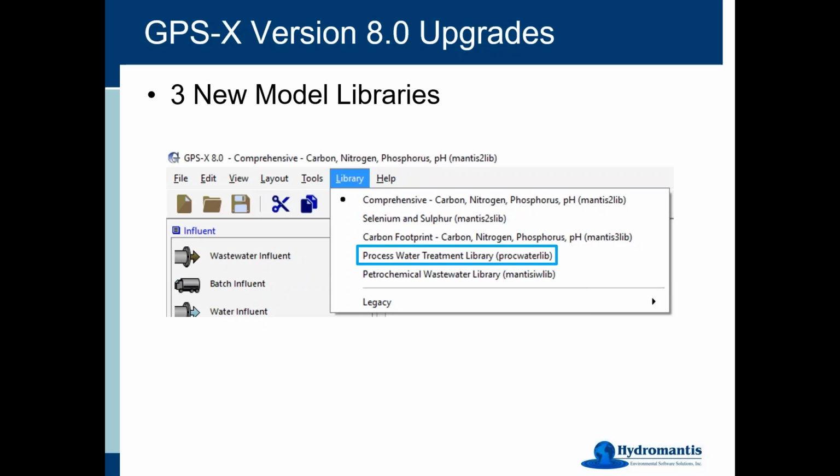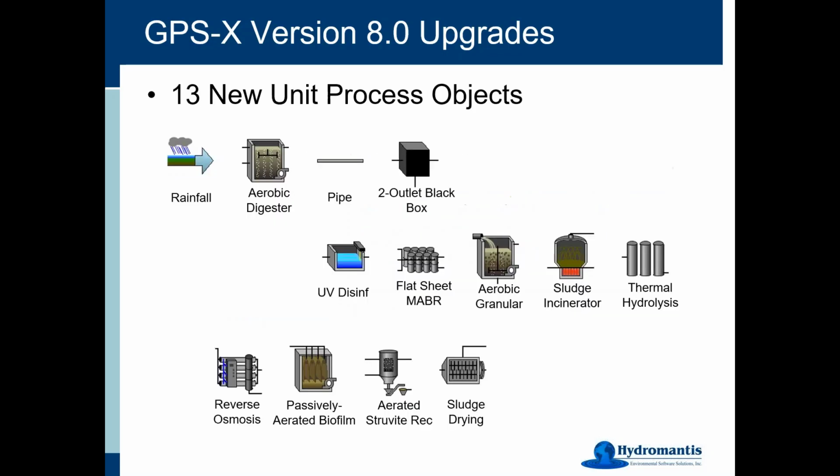We have a process water treatment library as well, so that means water treatment as opposed to wastewater. Primarily it could be used for drinking water modeling, it could be used for process treatment for industry. And we also have a petrochemical wastewater library for treatment of refinery wastewaters as well. So those are all new areas that we've been moving into, and so you can see more details about that.